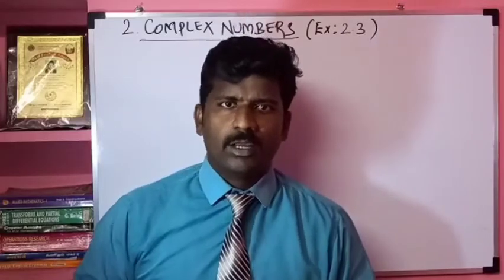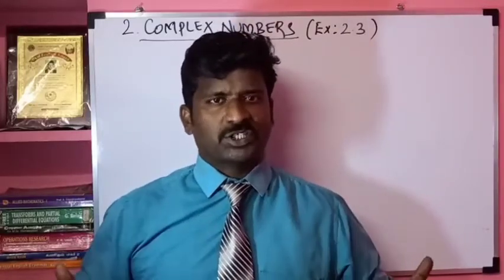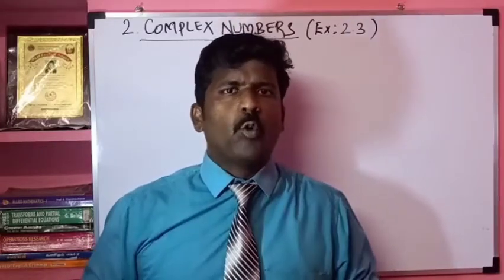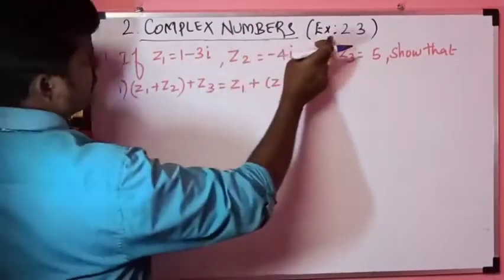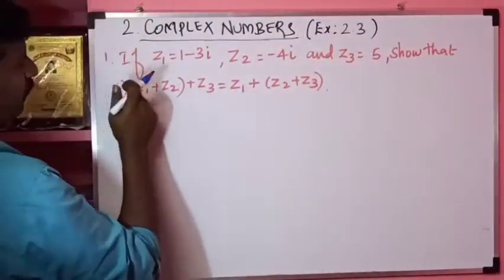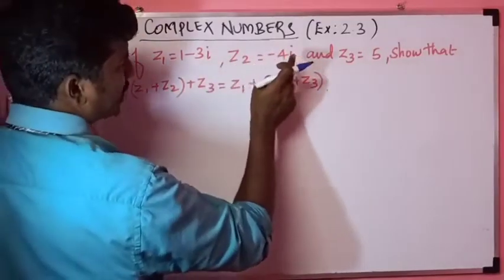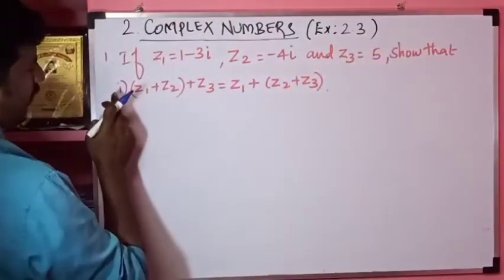In this video, in Plus 2 Mathematics, Unit 2 Complex Numbers, we are going to see the third exercise, Exercise 2.3. See the question number 1 in Exercise 2.3. If z1 is equal to 1 minus 3i, z2 is equal to minus 4i and z3 is equal to 5, show that the first question.